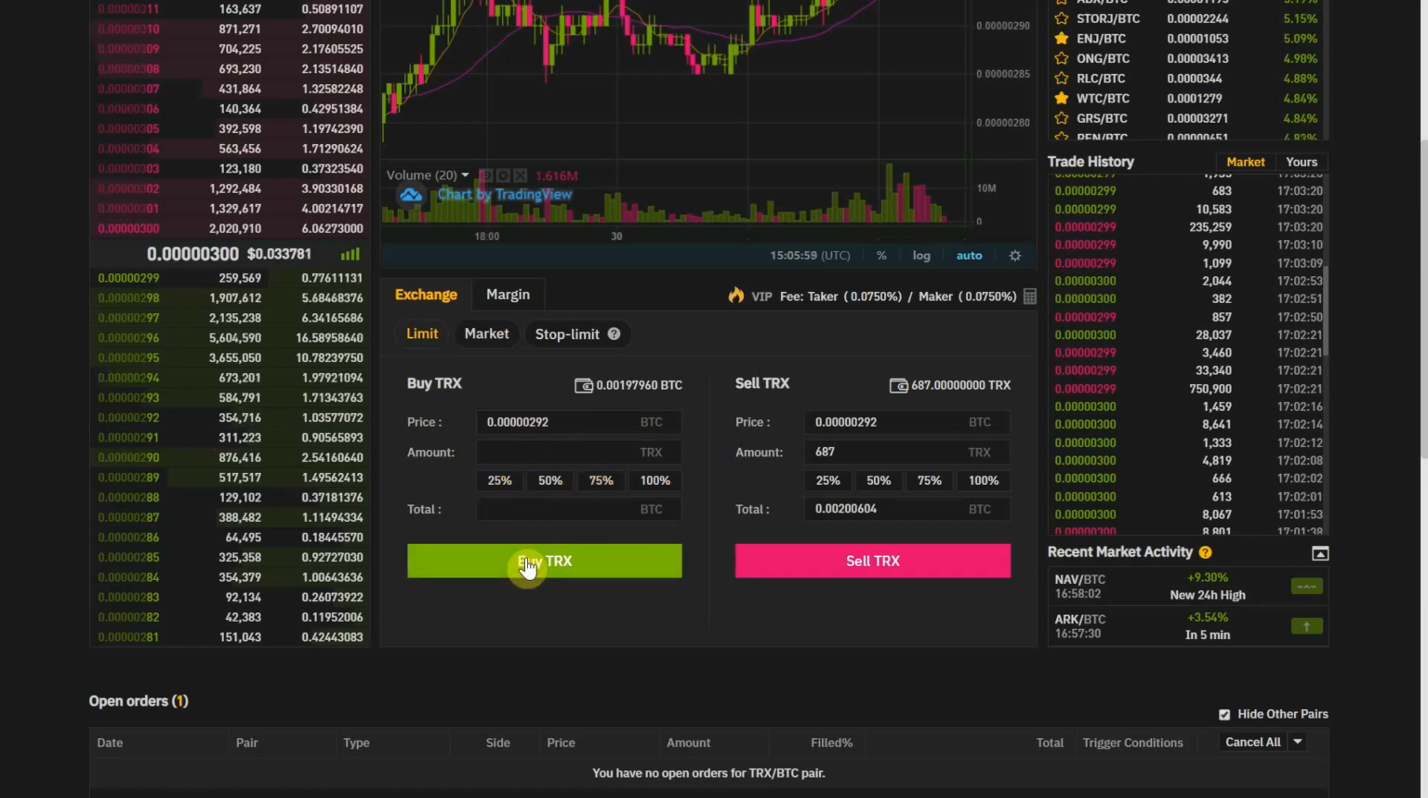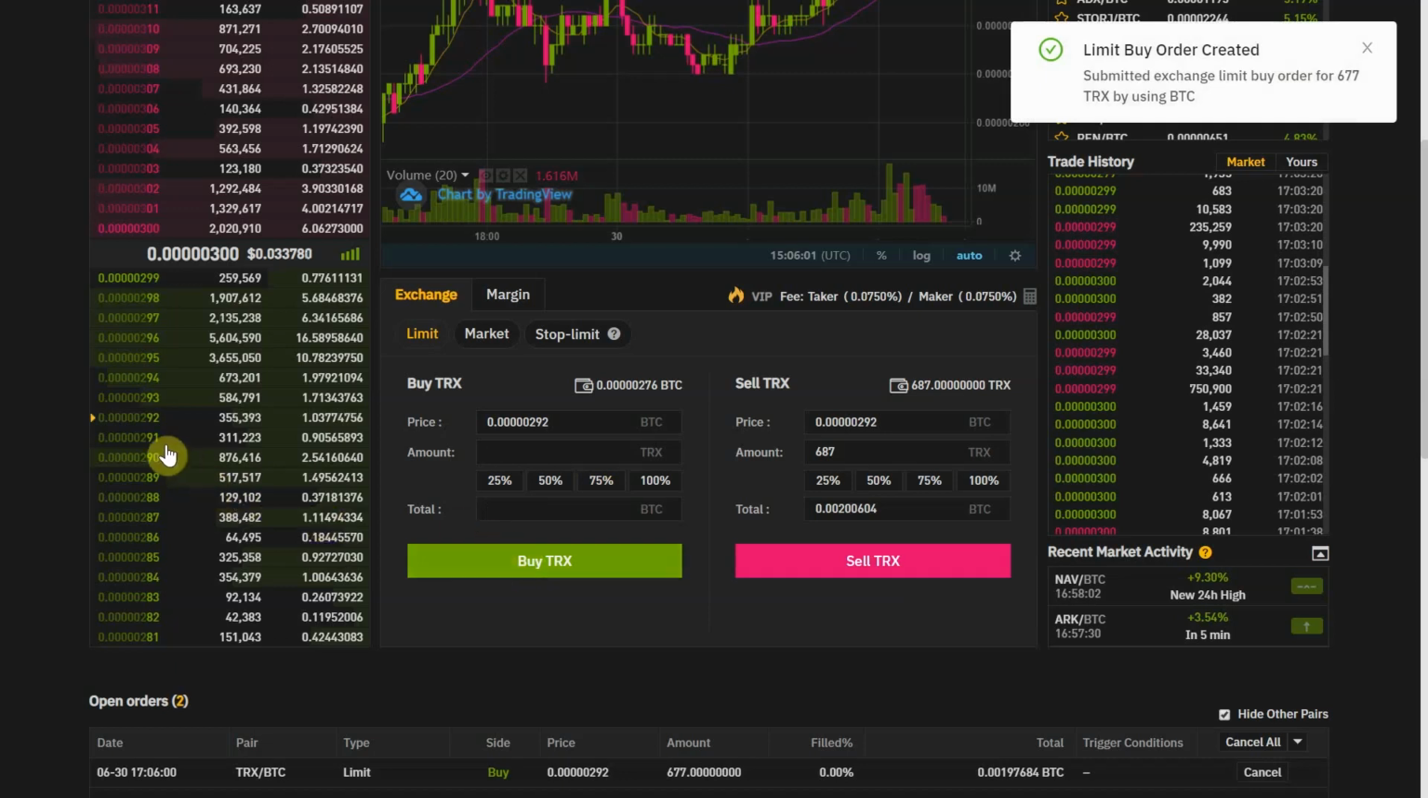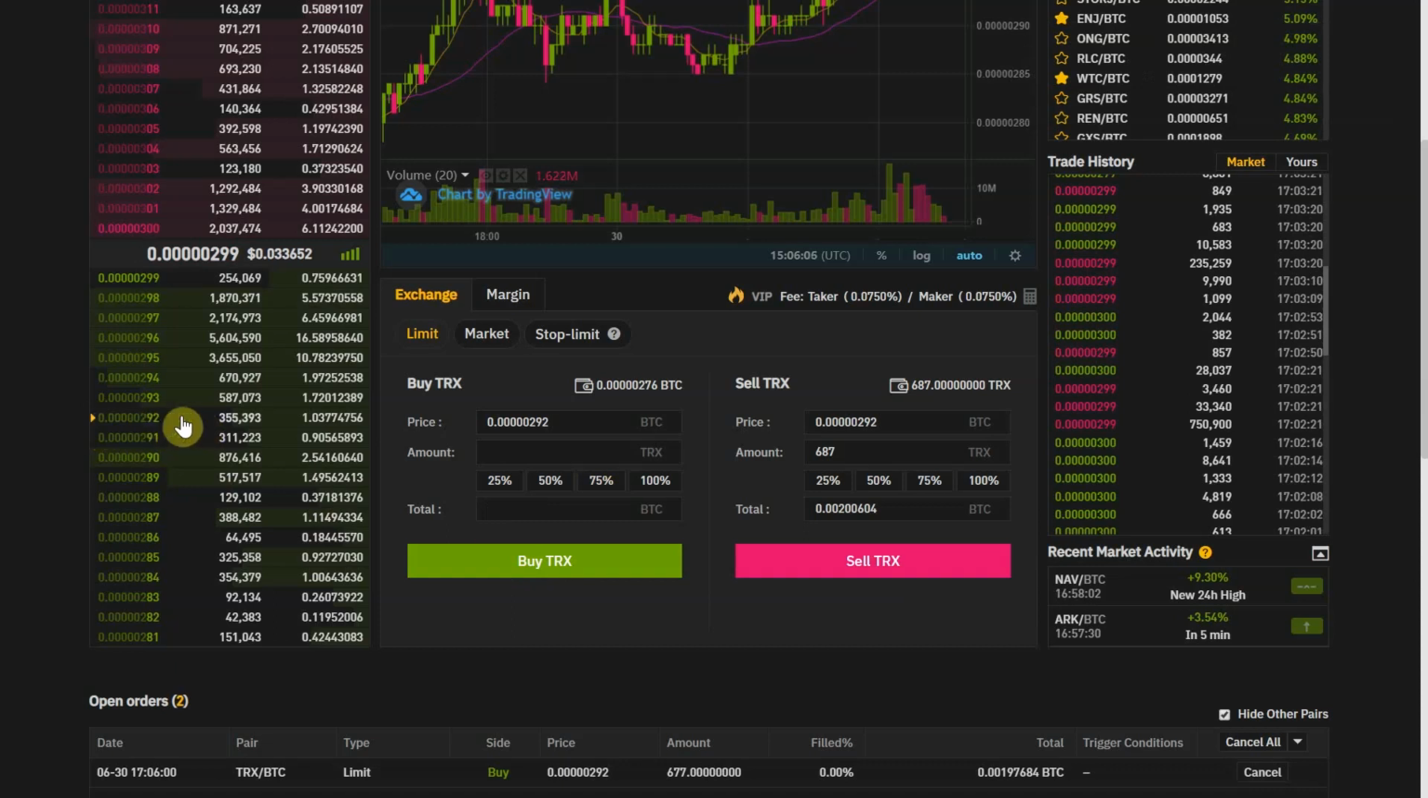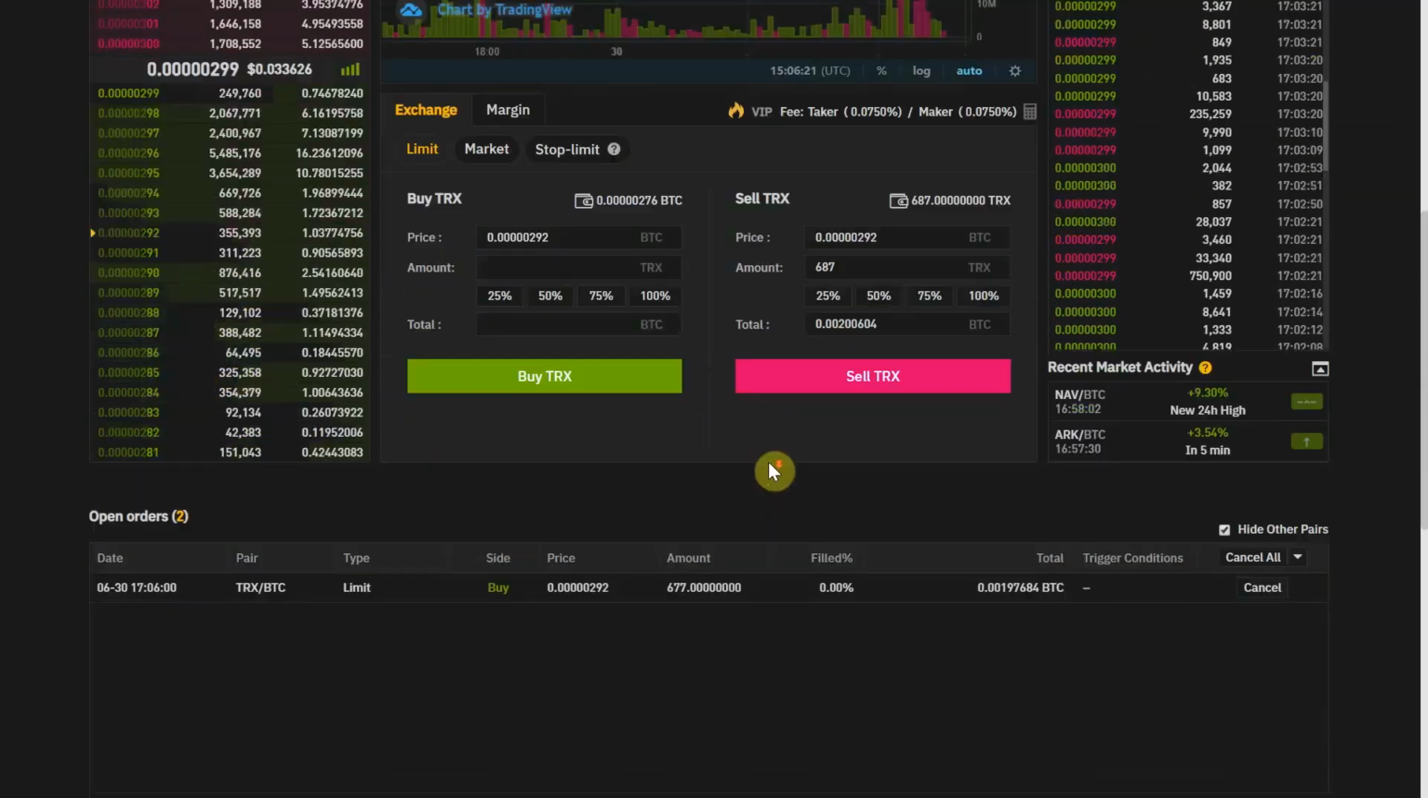Just click buy. So now you see your order, you have this indicator here. Your order is inside this 355k TRX tokens. Your order is right here. So you have to wait for all this to clear until your order gets filled.